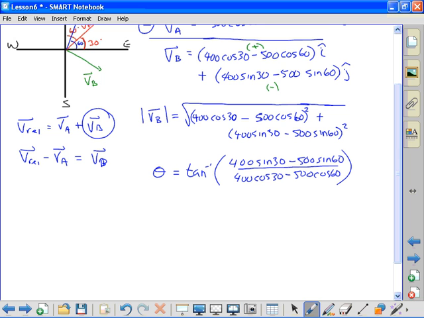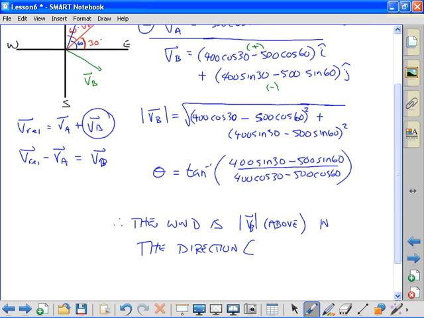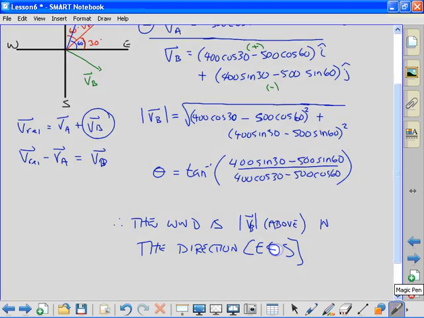And the angle is defined, so therefore the wind is magnitude of VB, that's from above, in the direction, bracket, I said it's heading east, the angle is defined, and south. So there we go. That solves for our wind velocity. And again, for wind velocity, you need a magnitude and you need a direction.